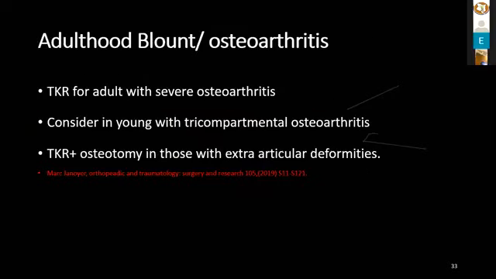Adulthood Blount disease. I've seen a few patients who come with a very severe varus deformity of the legs and arthritis. Most of these will go for total knee replacement, but because of the deformity, you may also be forced to do osteotomies of these knees.